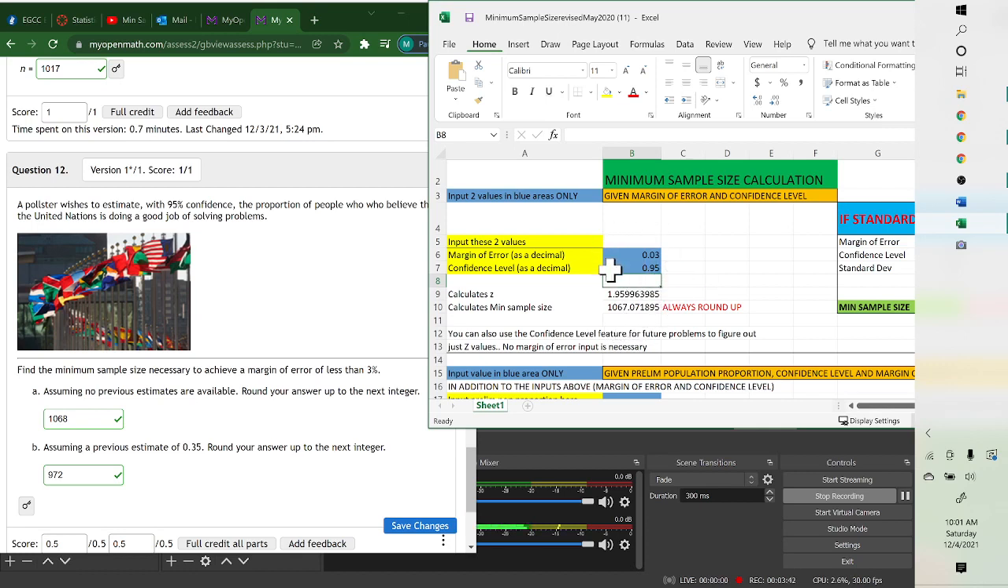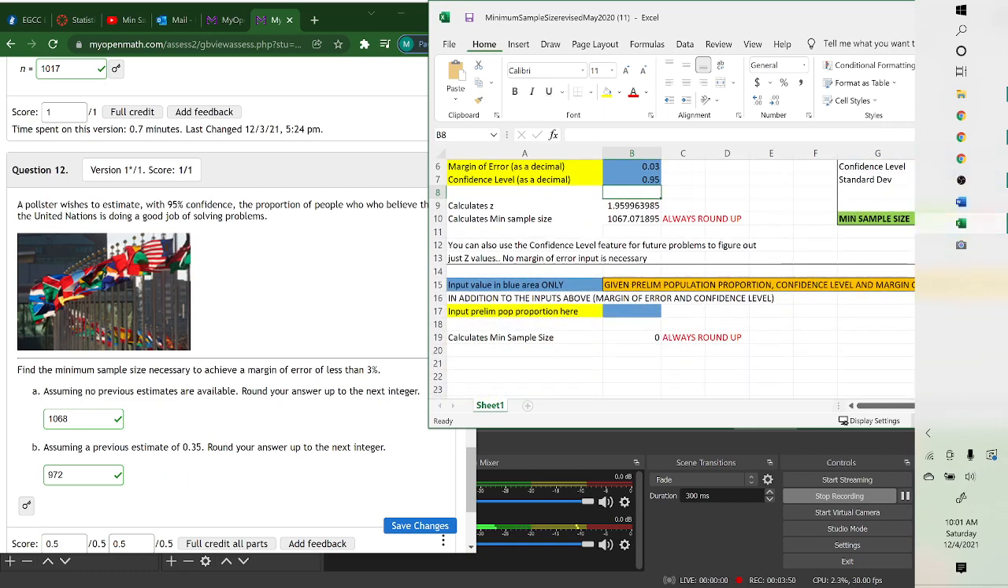So for proportion, you still use this one unless you're given an estimate like we are here. When you're given an estimate, then you go to the bottom and you add your estimate. And then it gives you your 972. So if you have an estimate, you fill in up here, but then you add down here. If you don't have an estimate, you use this one.